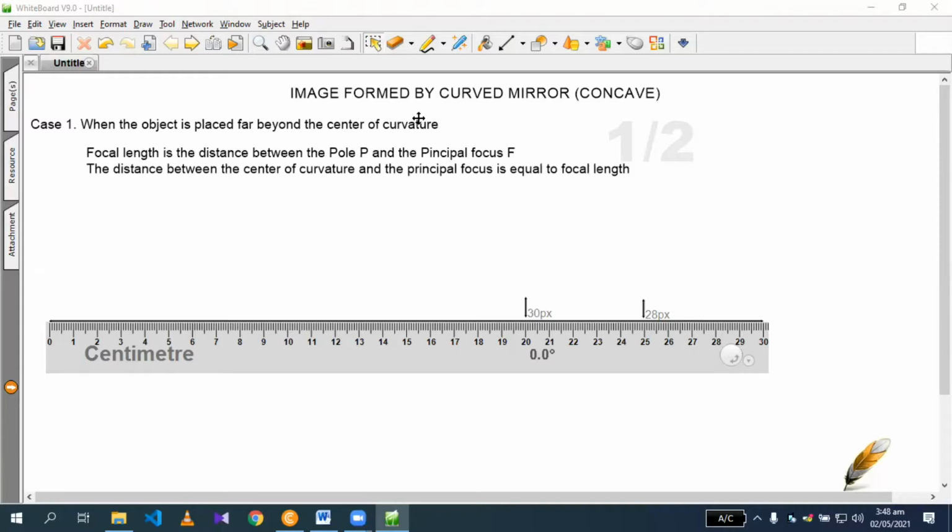Why we're doing this is because your convex mirror can just give you an erect, diminished, and virtual image. That is the kind of image a convex mirror will always produce, no matter where the object is placed, no matter the location of the object. You always have a diminished, erect, and virtual image being produced by a convex mirror. An example of a convex mirror is the side mirror of your car.